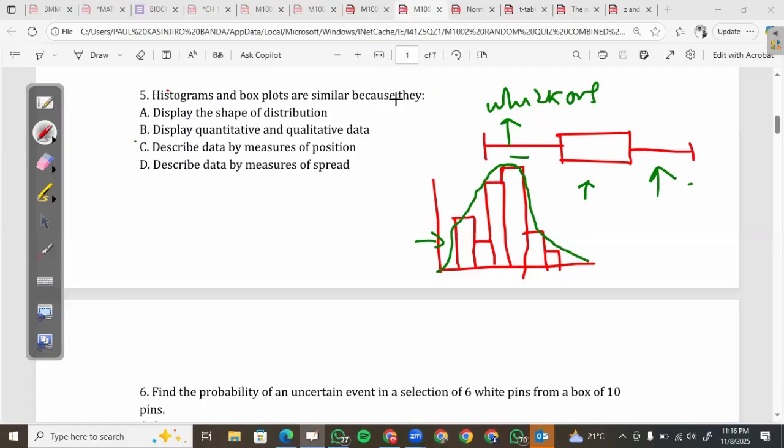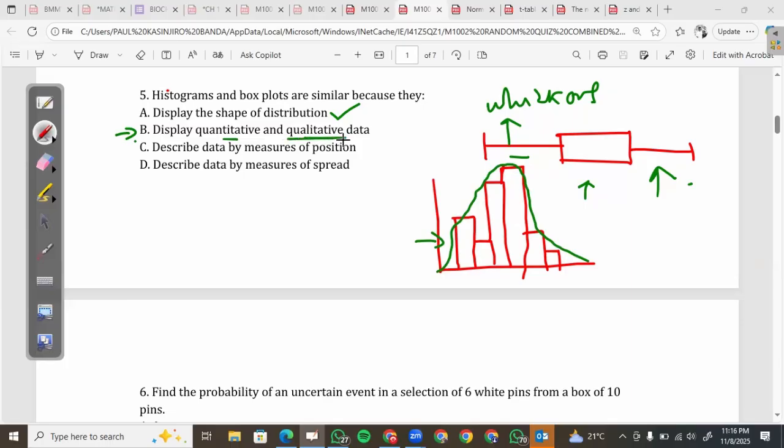So which answer are we going to pick now? We're going to pick A, right? Because they display the shape of the distribution. So we'll pick A as the best answer here. The other options are wrong because, for example, B says they show quantitative and qualitative. This is wrong.